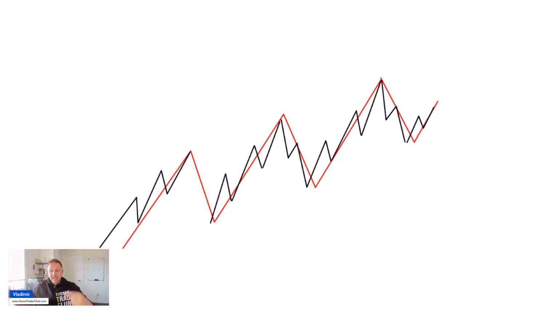And I do the same on the lower time frame, the next lower time frame in the sequence. So if it's, for example, weekly, daily, then the next one is the 4 hour.